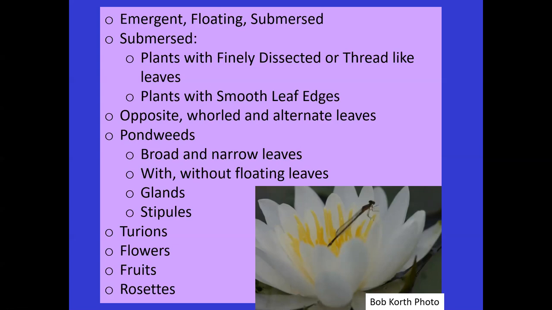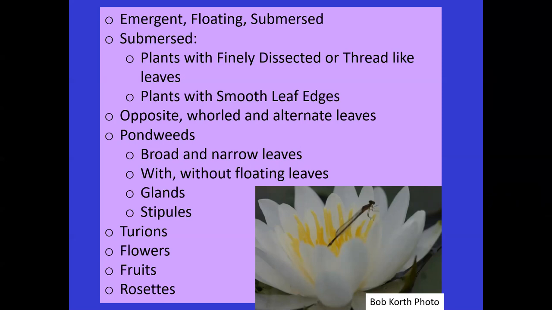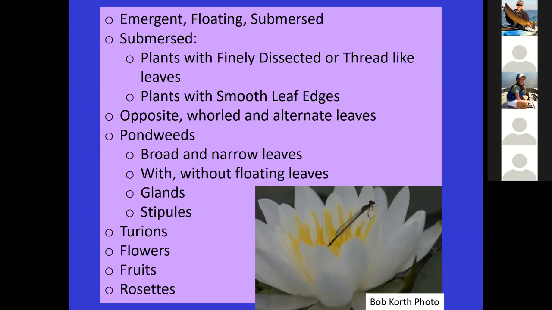Some of them have broad and some of them have narrow leaves. Some of them have floating leaves. Some of them have glands. Talk more about glands and stipules, which are very helpful for identifying different species. We'll also talk about turions. Turions are usually overwintering buds, although curly leaf pondweed has a turion to make it through the hottest part of the summer. And a lot of the aquatic plants have these. We'll talk about those. We'll talk about flowers and fruits of these plants.